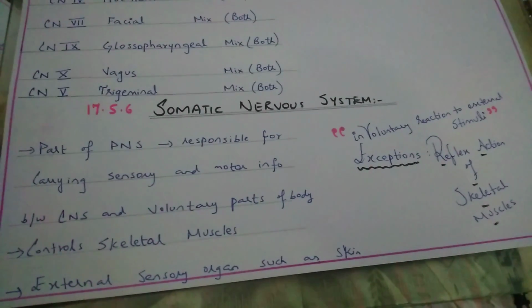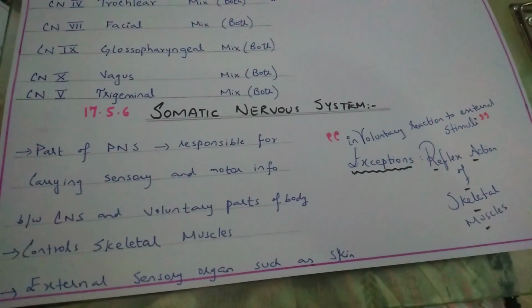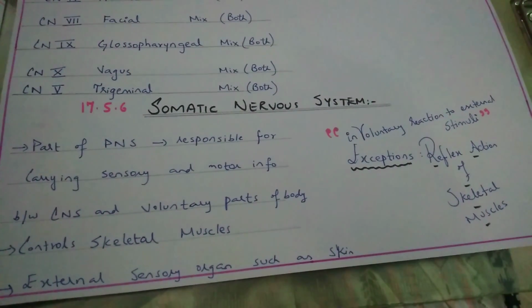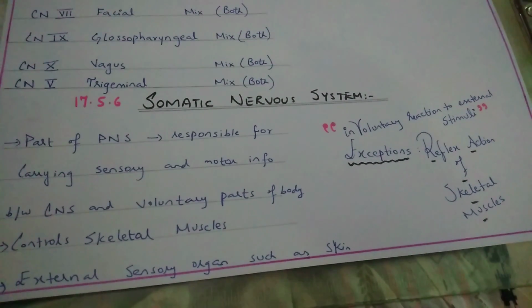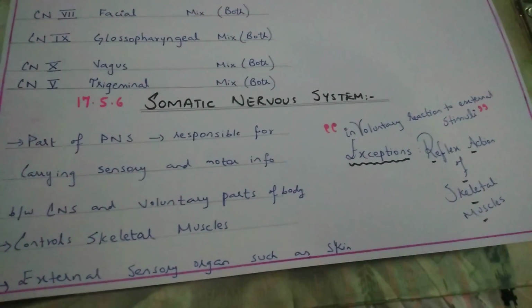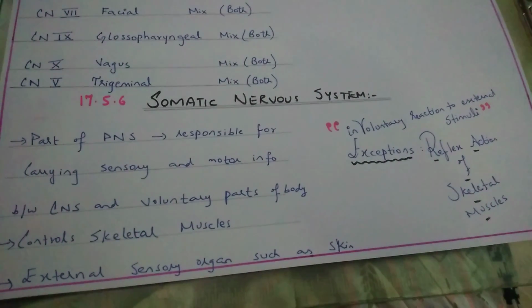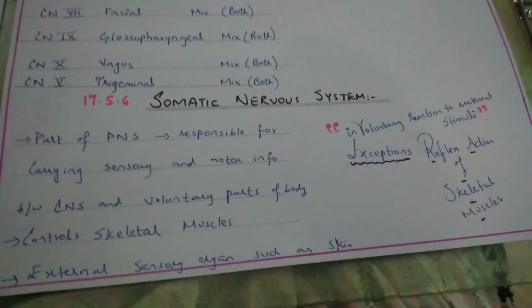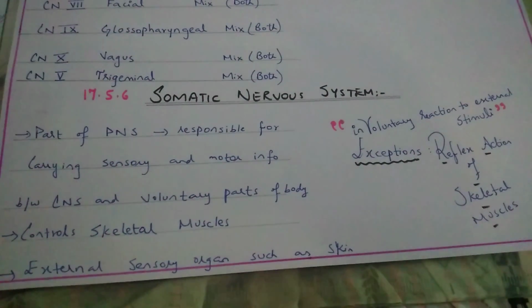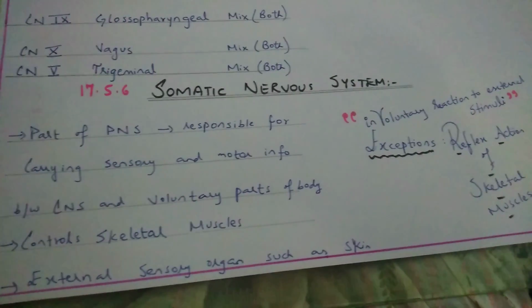Then we have the somatic nervous system. The somatic nervous system is that part of the nervous system which is the division of peripheral nervous system. It is the part of peripheral nervous system and it is responsible for carrying the sensory and motor informations between the central nervous system and the voluntary parts. Voluntary parts that include the skeletal muscles.